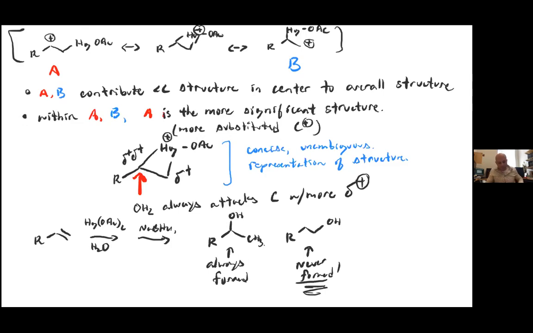Okay. And that selectivity derives from the mercurinium ion. Okay, the selectivity derives from the mercurinium ion there in the center, and that can be traced back to these different resonance structures, which tell us that the more substituted carbon has more positive character in that mercurinium ion, okay?